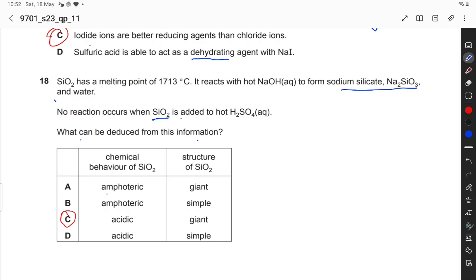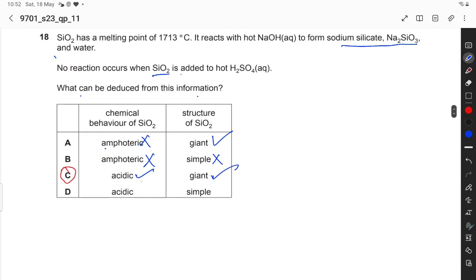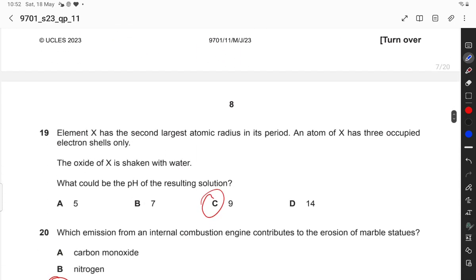Chemical behavior of silica: amphoteric, not amphoteric. Silica is a giant molecular structure. Amphoteric, simple, not simple, giant macromolecule. Chemical behavior of silica is acidic, and it is a giant macromolecular structure. Acidic but not simple, so that's why option C is correct.